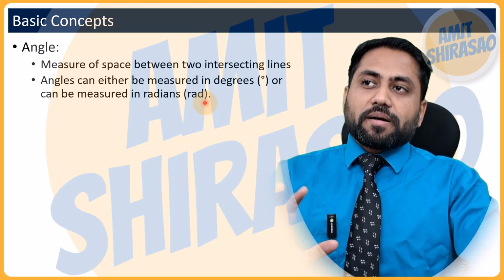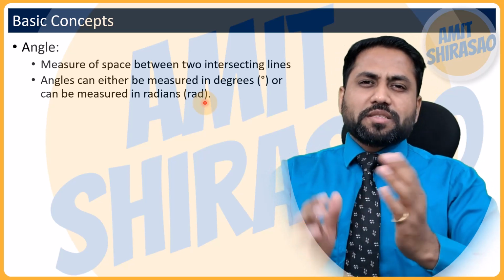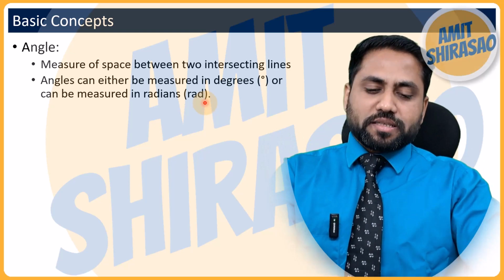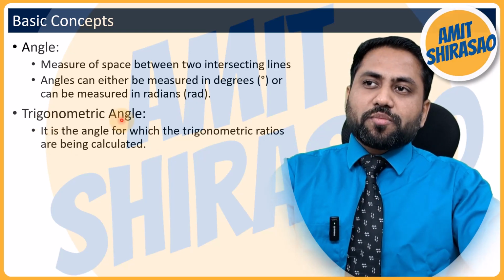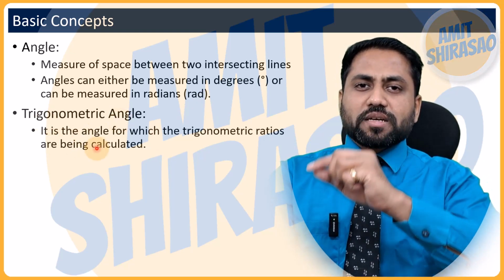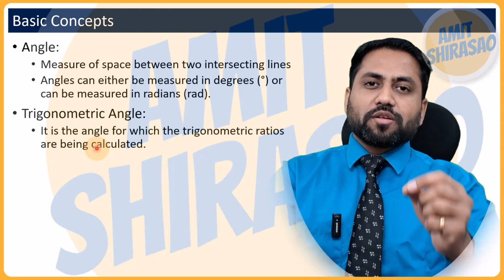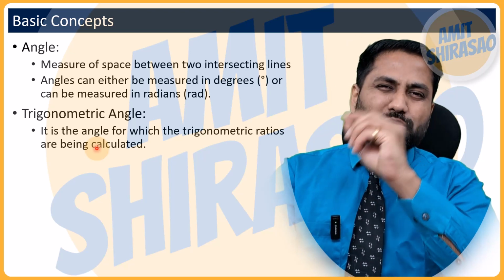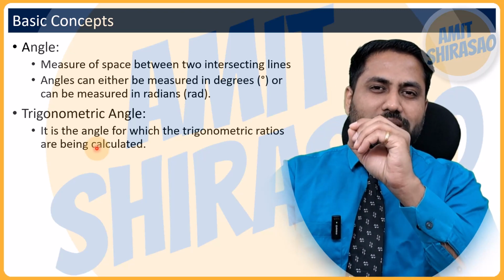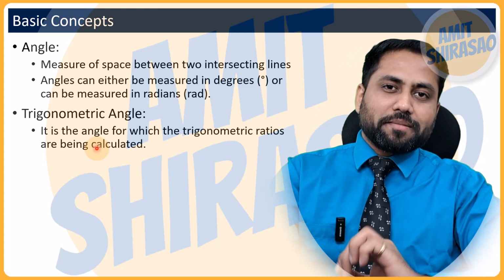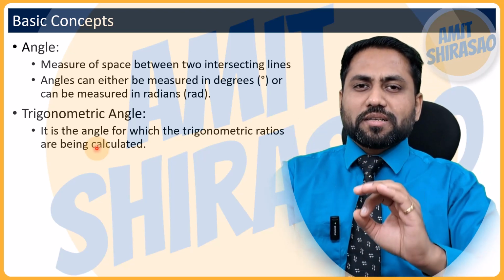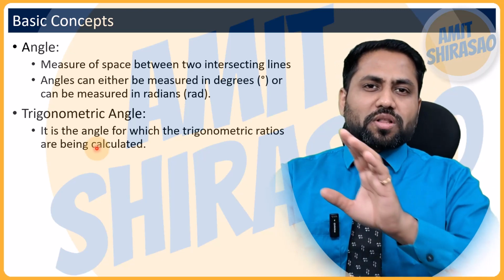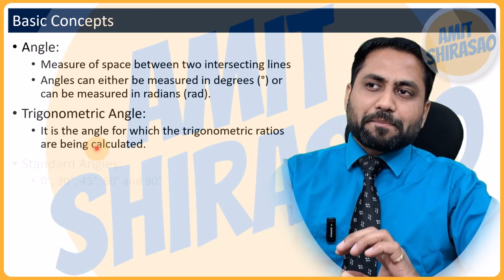Again, acute angle means an angle lesser than 90 degrees. Obtuse angle means an angle greater than 90 degrees. Trigonometric angle means whichever angle is under consideration while doing trigonometric discussions. Normally you draw a triangle, you write theta over there, right? That theta is basically a trigonometric angle, whichever angle is under discussion.